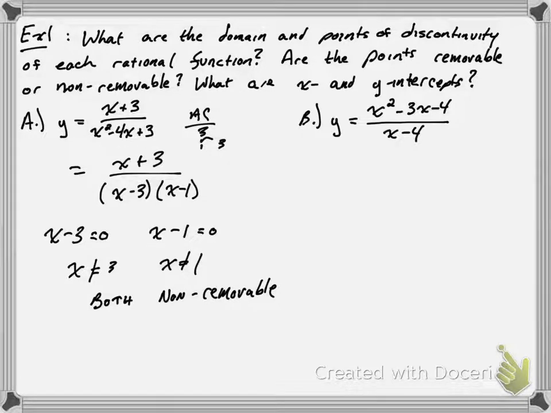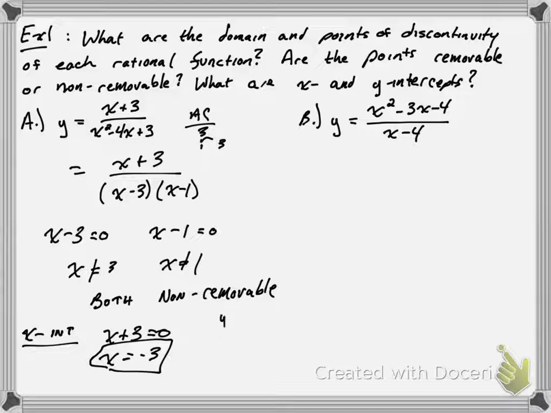Now, the next part is what are my x and y intercepts? The x-intercept occurs where the numerator equals 0. So set x plus 3 equal to 0, x equals negative 3. That's my x-intercept right there.